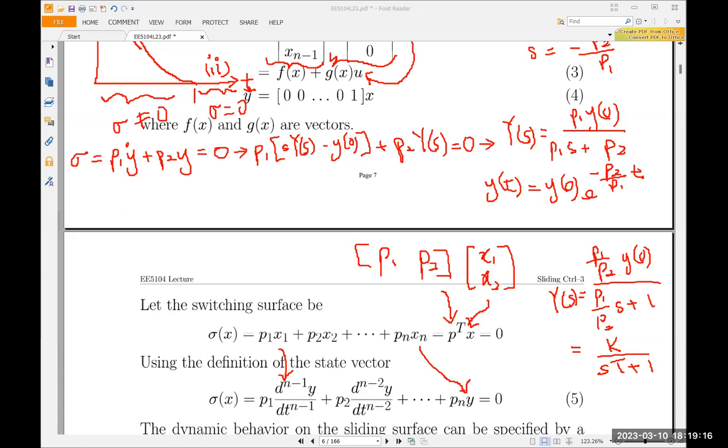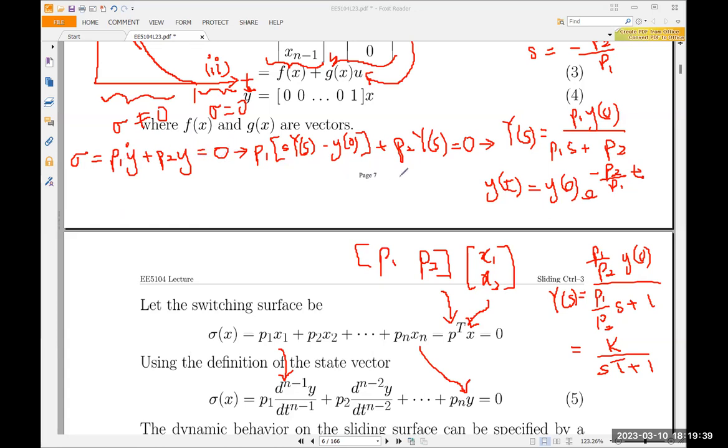So we are talking about phase two, whereby sigma is equal to zero. I gave you a simple example: sigma is equal to speed plus distance, where P1 is 1, P2 is 1. So it's equal to zero. If this is the case, then how does the equation look like? You can solve for it.